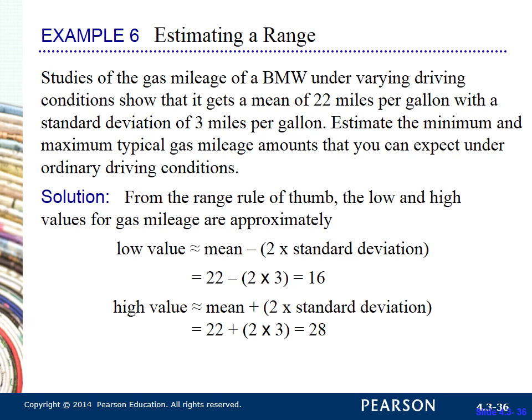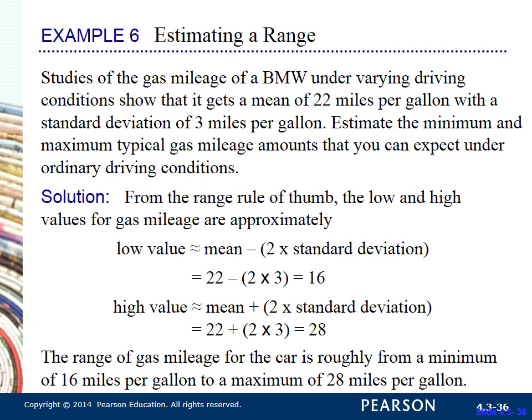So 22 minus, you can do 22 minus 3 minus another 3 to get 16, or you can do 2 times 3 to get 6 and then subtract to get 16. Your high value, start with that same mean of 22 and then add 2 standard deviations. So you can do 22 plus 3 to get 28, or do the 2 times 3 to get 6 and add that to 22 to get 28. This tells me that my lowest value is approximately 16 miles per gallon and my highest was approximately 28, given my 22 miles per gallon as the mean and a standard deviation of 3.